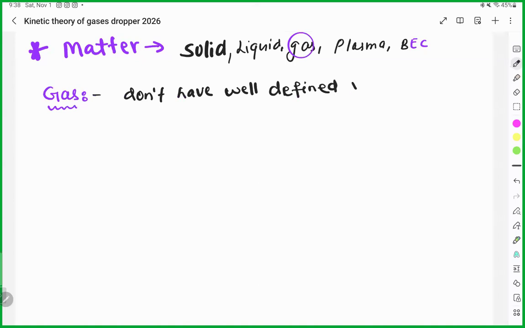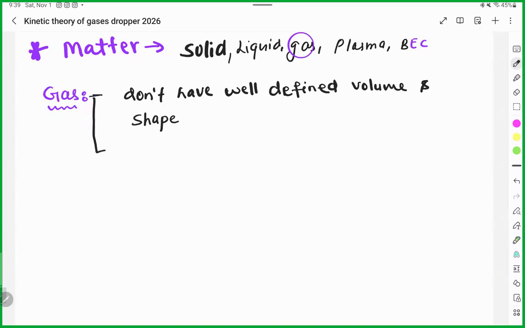Gas particles don't have a well-defined shape and size, and they move in a random direction. There is no attraction or repulsion interaction between two particles. So they don't have a well-defined volume, shape, or size. Shape changes according to the container. Volume also changes according to the container, right?